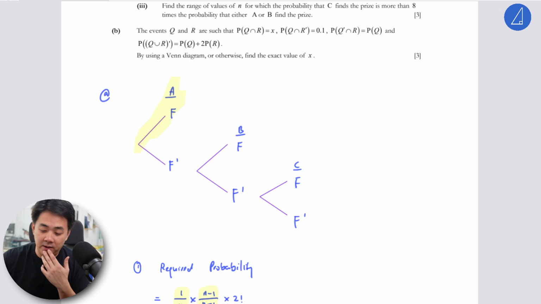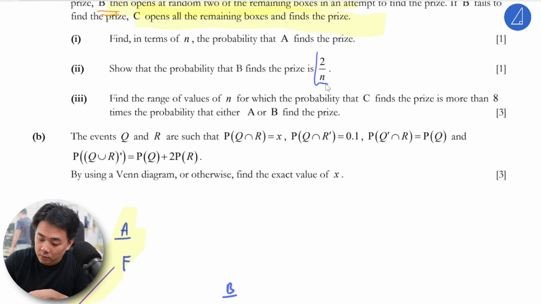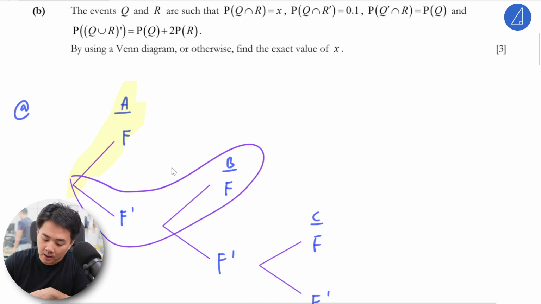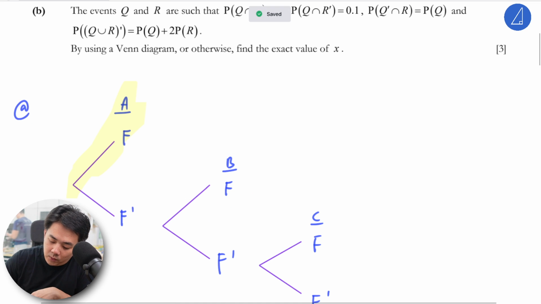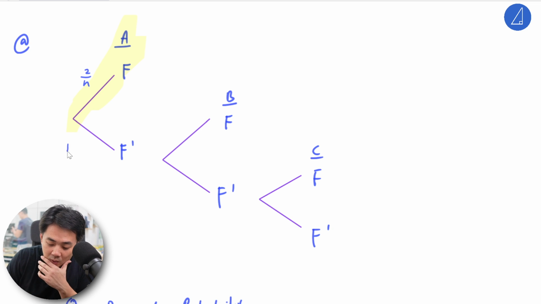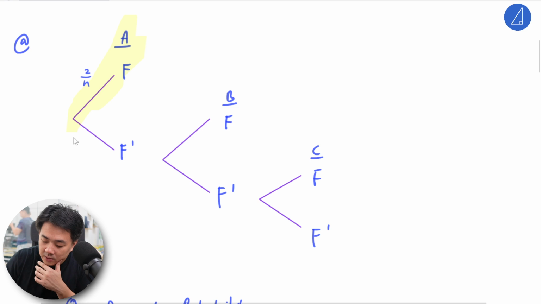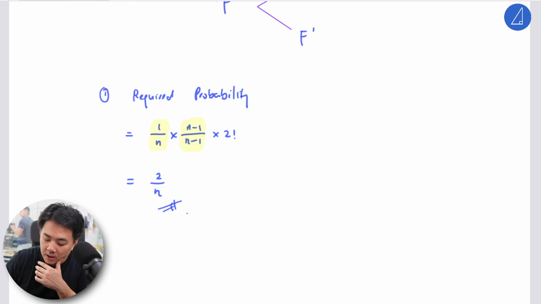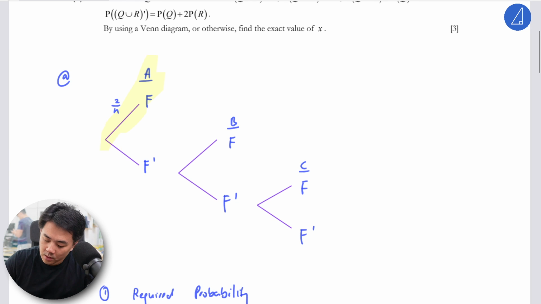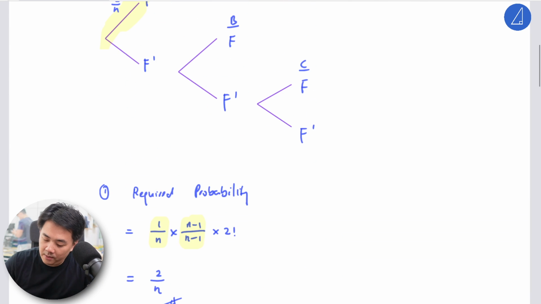So for part 2, I think the tree diagram is even more important. So you want the probability that B finds, right? Meaning to say you want to find this probability. Okay, because we already found that this is 2 over n. Then obviously this is 1 minus 2 over n. But if you simplify this, 1 minus 2 over n will be, we write it down, n minus 2 over n. I just put it in a single fraction.